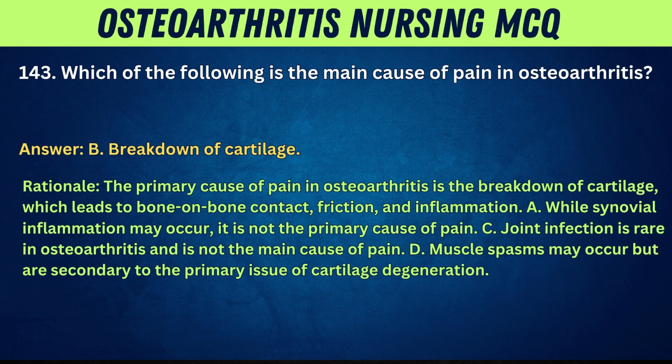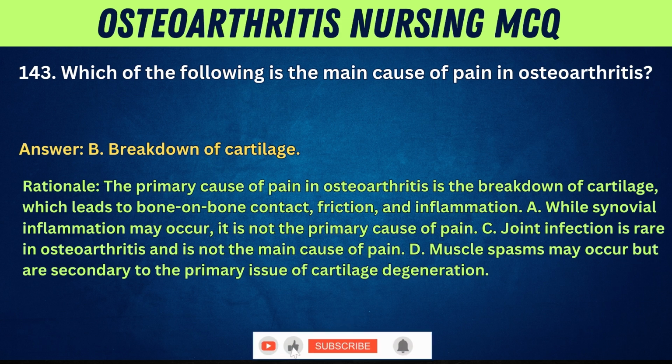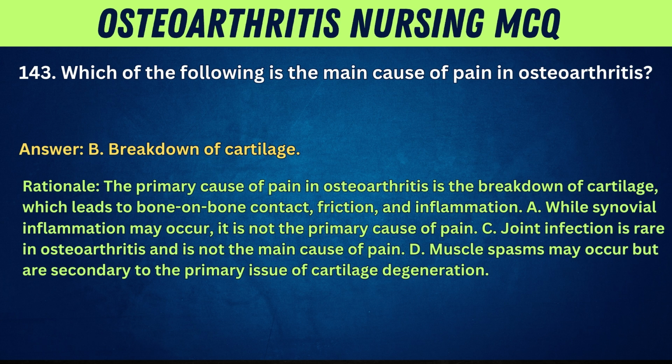Rationale: the primary cause of pain in osteoarthritis is the breakdown of cartilage, which leads to bone-on-bone contact, friction, and inflammation. A. While synovial inflammation may occur, it is not the primary cause of pain. C. Joint infection is rare in osteoarthritis and is not the main cause of pain. D. Muscle spasms may occur but are secondary to the primary issue of cartilage degeneration.